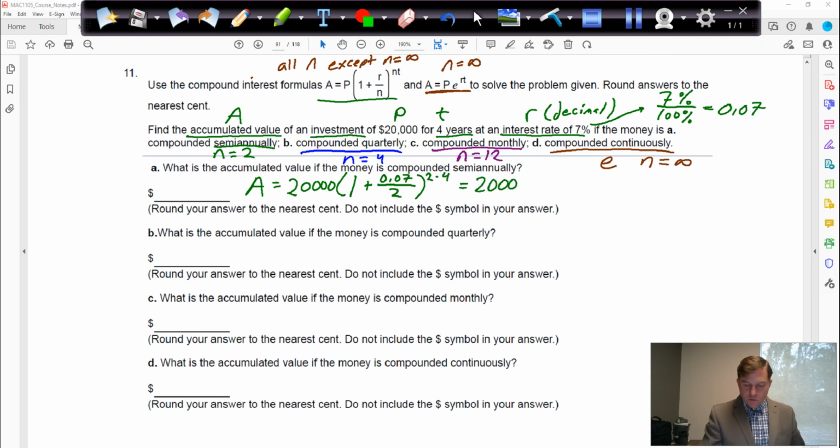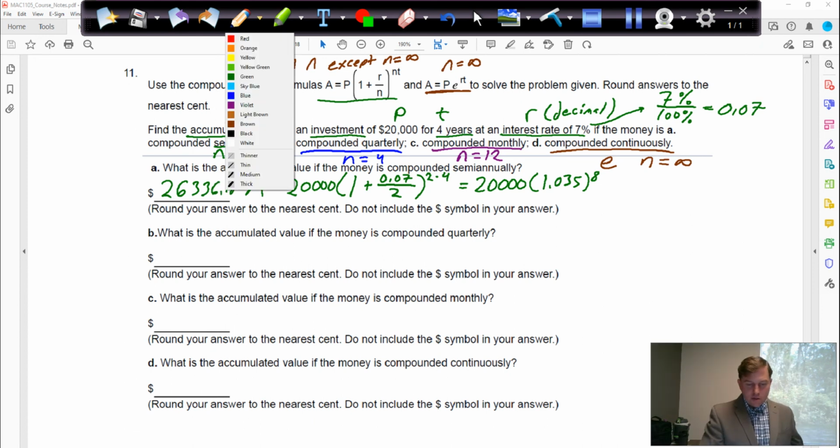And you'll get 20,000. I would work inside out, so take 0.07, divide by 2 in your calculator, get a number, add 1 to that number, it should be 1.035, and then raise that to the 8, which is 2 times 4. Get that number, then multiply that number times 20,000, and if you do that, you should get $26,336.18.